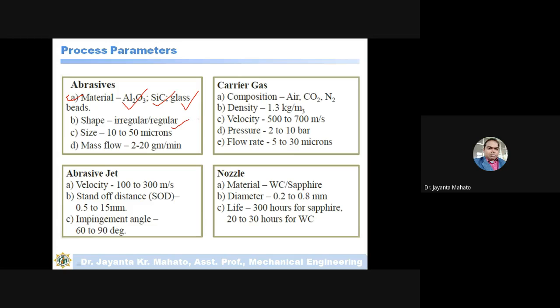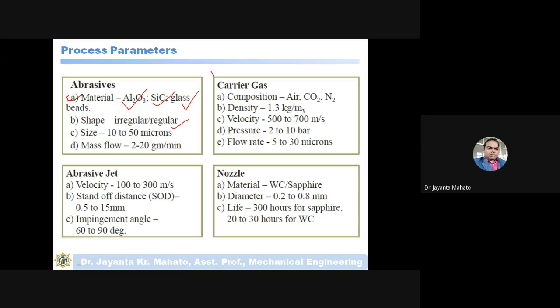The irregular shape is actually more efficient for cutting purposes. Irregular shape of abrasive particle is more appropriate for cutting. And for finishing purpose, regular abrasive particle is more appropriate. Means the shape of the abrasive particle is regular type. This size of the abrasive particle can vary. Mass flow rate can also vary.